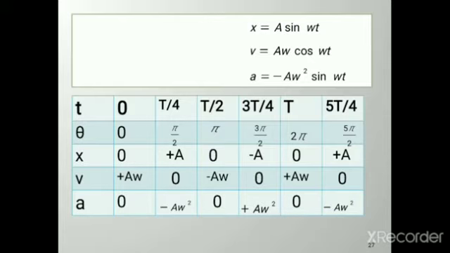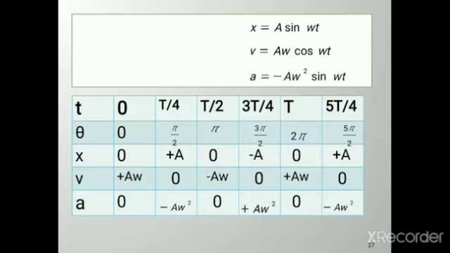For velocity, v is equal to a omega cos omega t. Substitute the value of t as 0, so omega t is 0. Then you will get a omega cos 0, and cos 0 is plus 1. So therefore velocity is plus a omega. Sin 0 has a 0 value, therefore acceleration is 0. Similarly, you can substitute the values of t as T by 4 or pi by 2 in the equations of x, v and a, and then you can calculate the respective values.